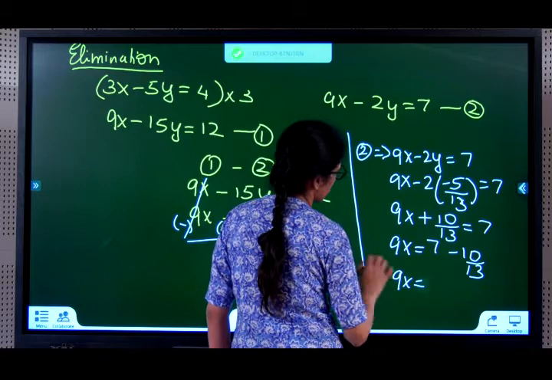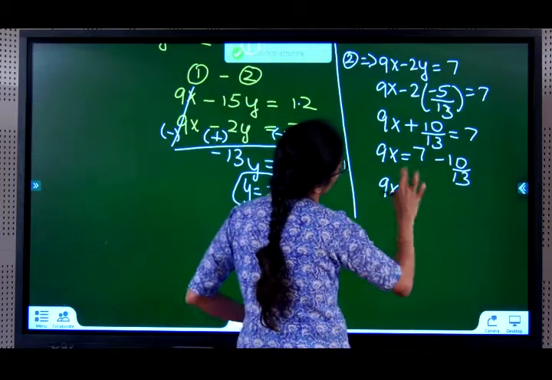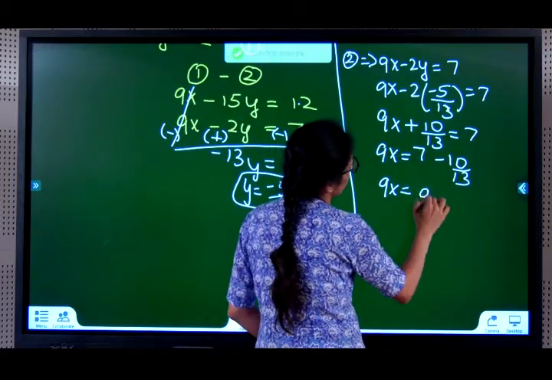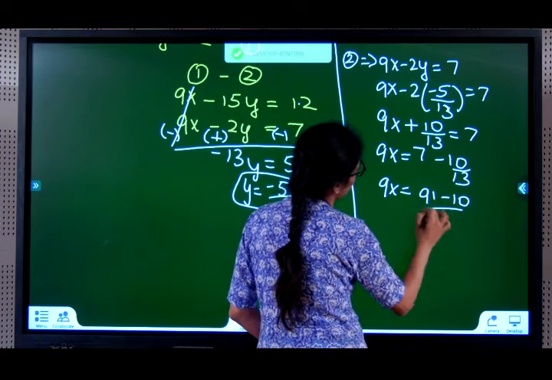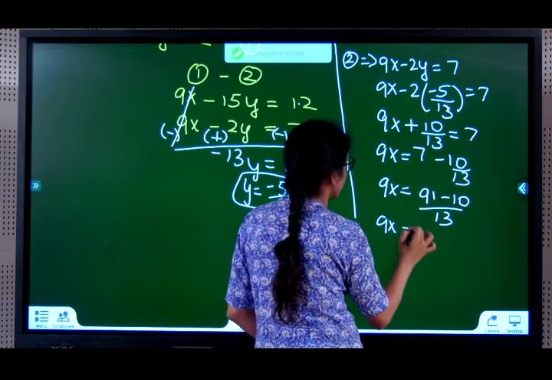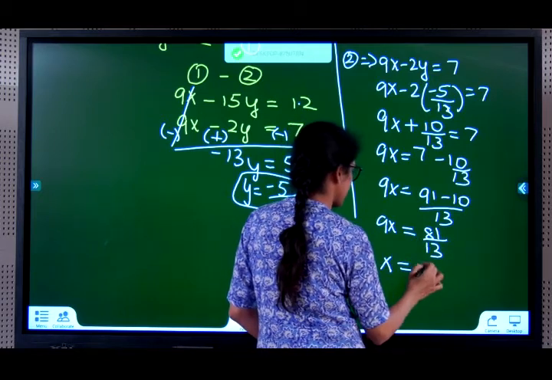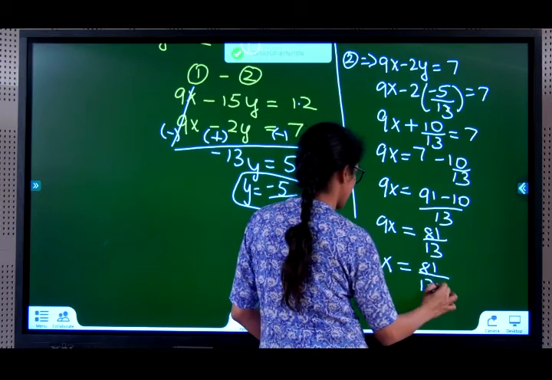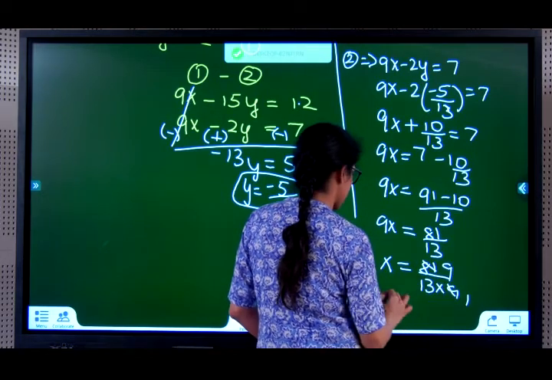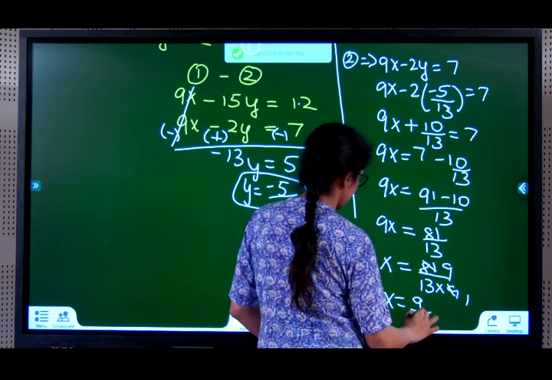9x is equal to 13 into 7, is how much? 70 plus 21, 91. 91 minus 10 by 13. 9x is equal to 91 minus 10, that is 81 by 13. X is equal to 81 by 13 into 9. 9 ones are 9. X is equal to 9 by 13.